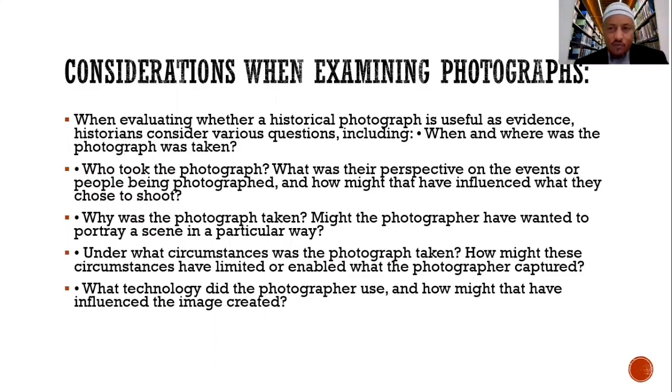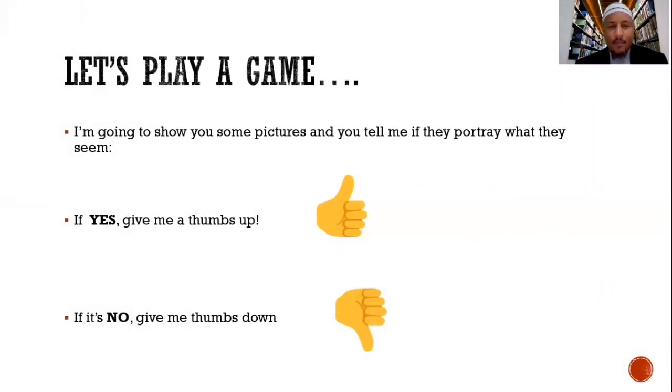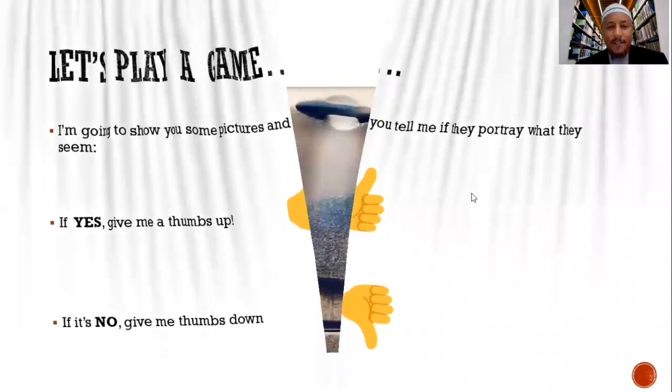These are the things, and you can run the video back to see these again. When you're looking at historical imagery, these are very important pieces. Now watch this, okay? We're gonna play a game. I'm gonna show you some pictures, and you tell me if they portray what they seem. If the image that I put up and the explanation is correct, give me a thumbs up, all right? So let me stop sharing real quick because I want you to see my face. If it's good, give me a thumbs up. If it's not correct, give me a thumbs down. You got that? I want to make sure that we're clear on that right now. Okay, so let's go ahead and get started.